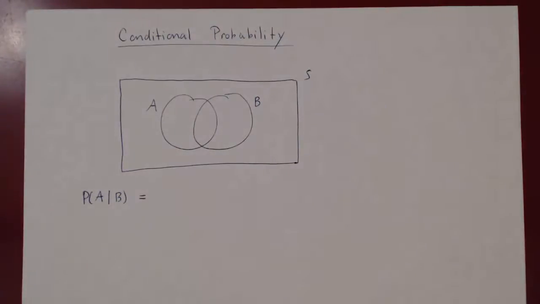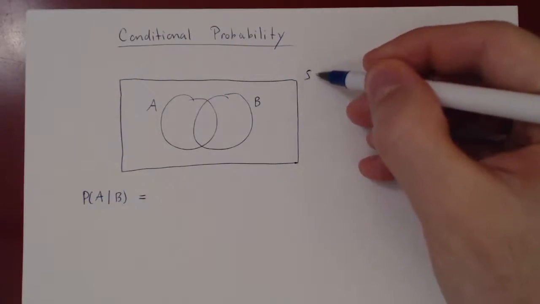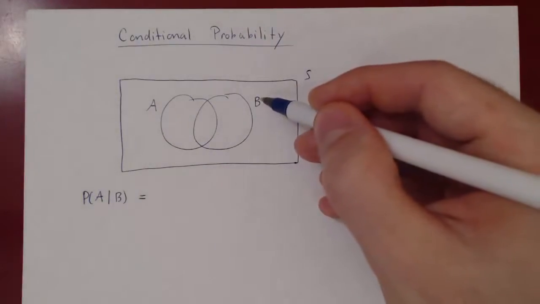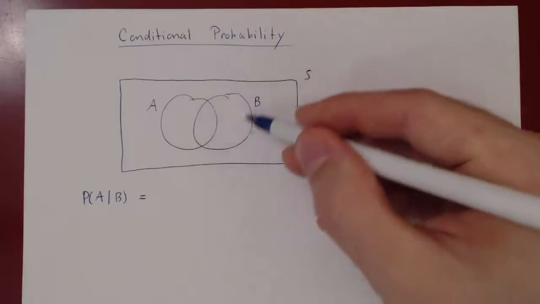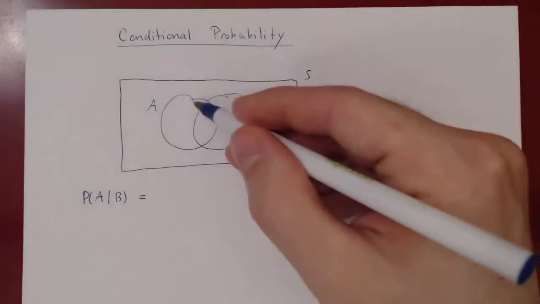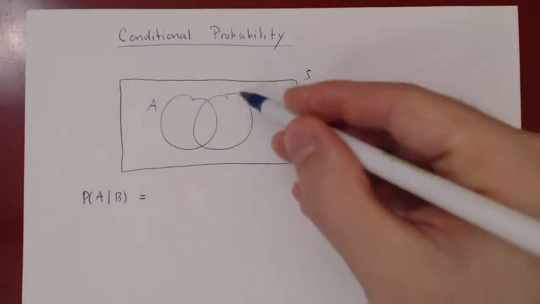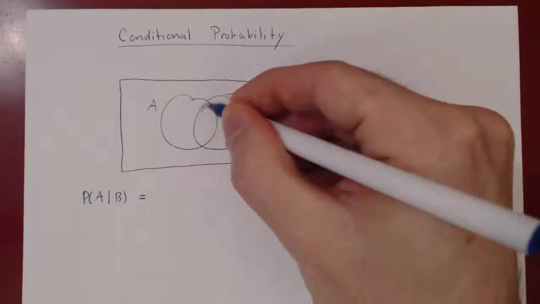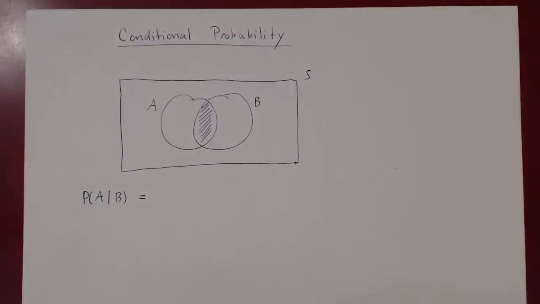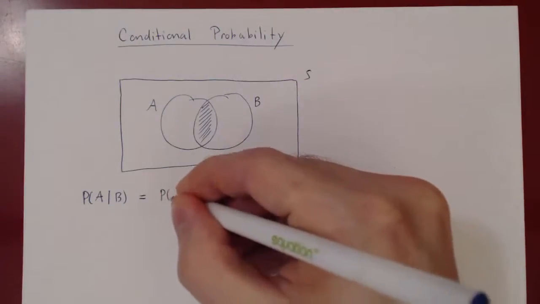Well, if we know B has already occurred, S is no longer the sample space, right? The sample space contains all possibilities of an experiment, but because we know B has already occurred, B is our new sample space. So event A, the part that's outside of B, no longer exists. All we're left with is the part of A that's still inside of B. So that's the probability of A intersects B, what's common to A and B.